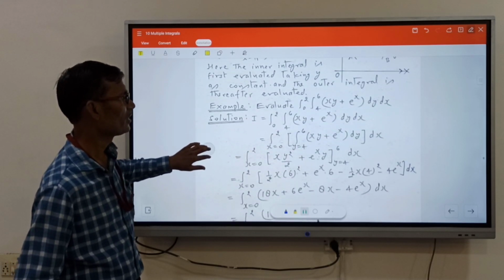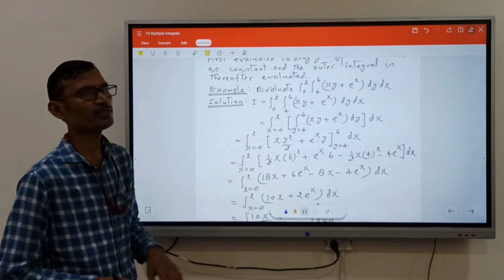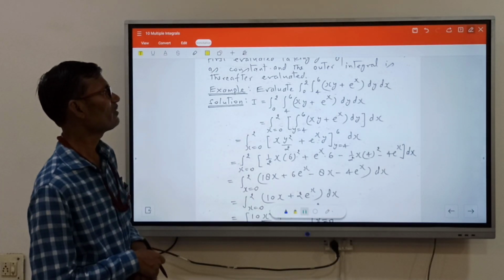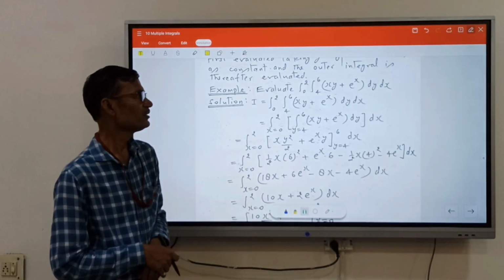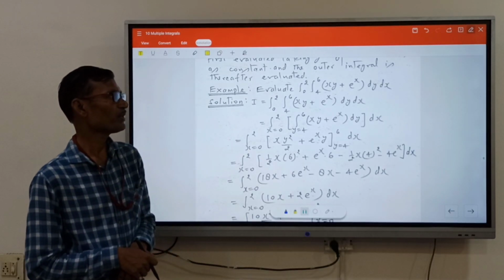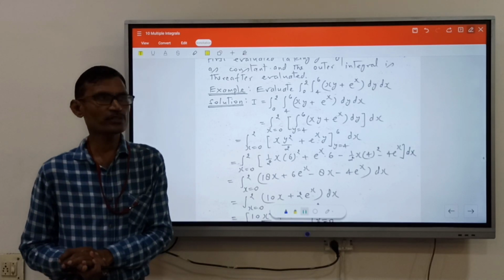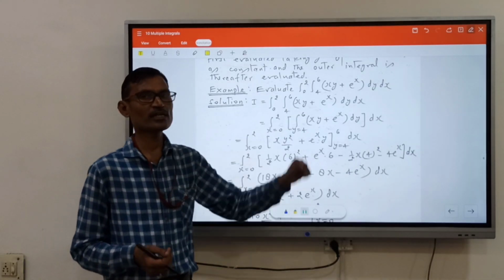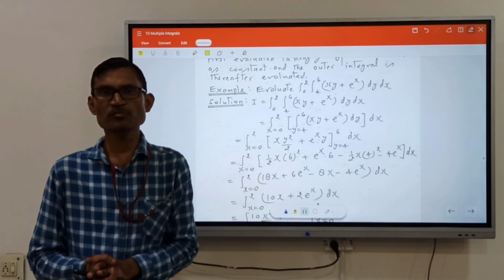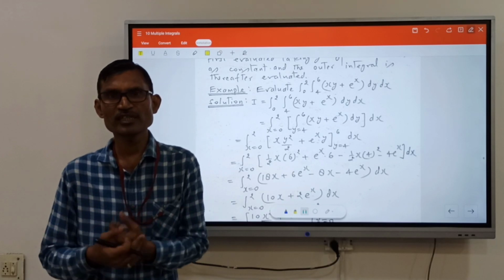Now let us understand the concept by taking a numerical example. Here the first example is: evaluate the integral from 0 to 2 and then 4 to 6 of xy plus e to the power x with respect to y and x. Here one thing to be noted is that all the limits are constant. So a very important question comes to our mind: which limits represent the values of which variable?